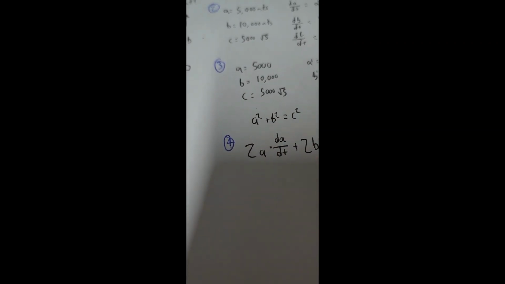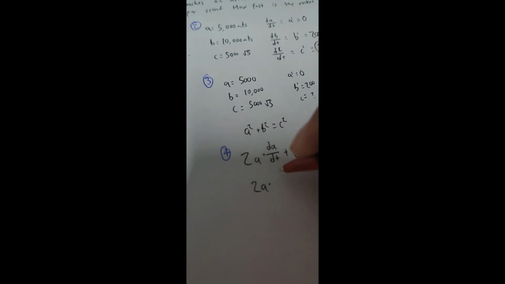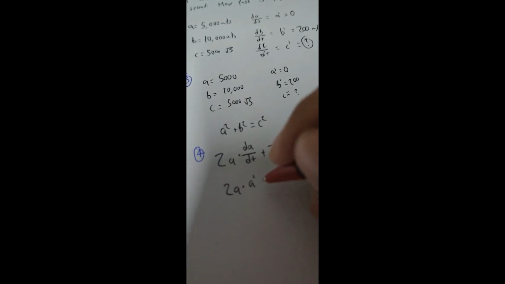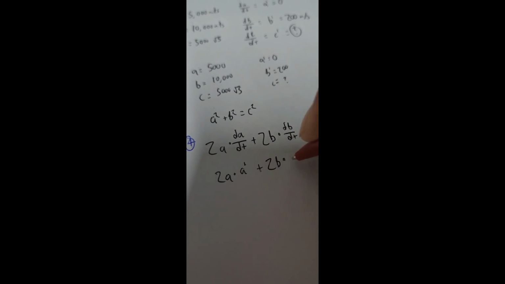We have the derivation, and finally we have to make this derivative, or derivada in Spanish. I don't know how to say it. Just easy as that: 2a times a prime plus 2b prime is equal to c prime, right? Now we have it.